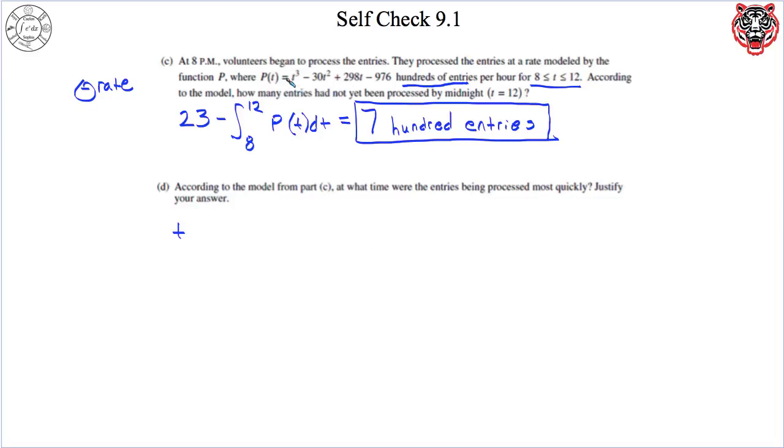Is it highest at 1? We plug in 1, see how big that number is. We're looking for the biggest number here. So I'm doing t and p of t. All right, so obviously I need endpoints, 8 and 12, and we need critical values in here too. So how do we find critical values?